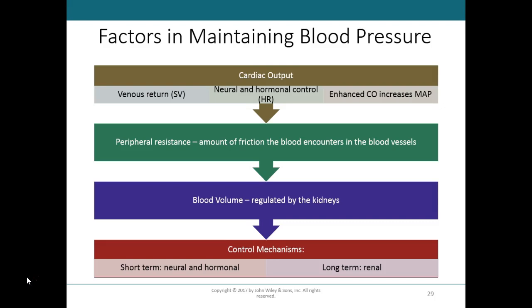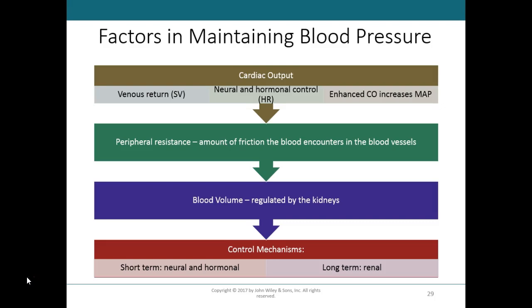Remember, resistance is the opposition to blood flow due to the friction of the blood flow against the walls of the vessels that it's flowing in. So vasoconstriction and vasodilation is going to alter peripheral resistance. But long-term control of blood pressure means that we've got to call the kidneys into this job, right? So we've got to alter blood volume.